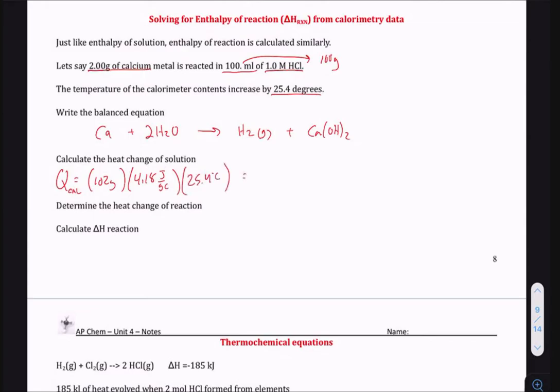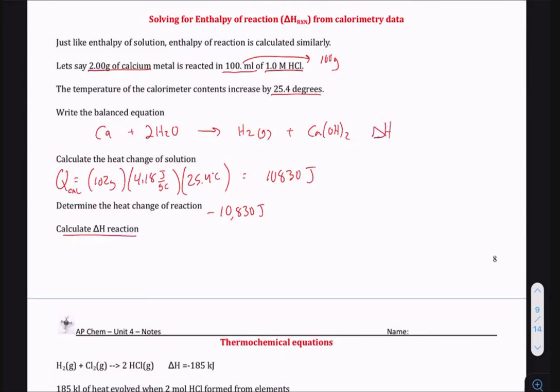Okay, so 10,830 joules is what I get. Determine the heat change for the reaction. Okay, remember, this is for the solution. The reaction, of course, is going to be the same magnitude but opposite sign. So negative 10,830 joules.